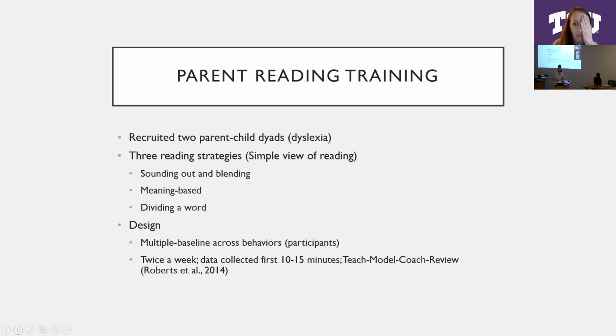And then the dividing the word strategy was a strategy related to picking out larger units within the word. So a word like running, we would have the parent put their hand over ing and show them run, and then put their hand over run and show them ing, and then blend those larger chunk units together. So those were the 3 strategies.